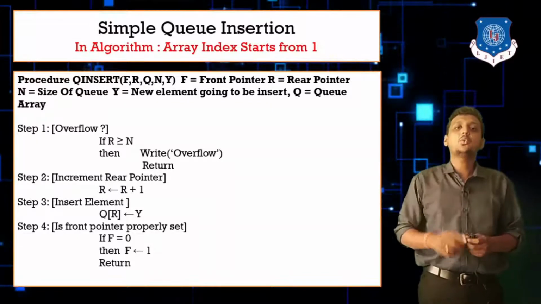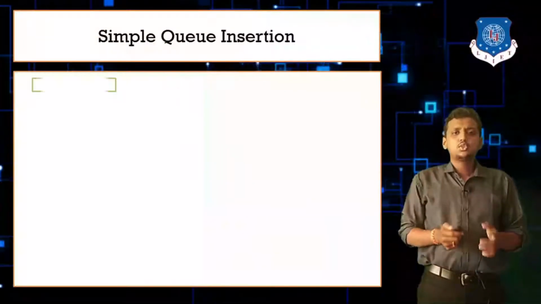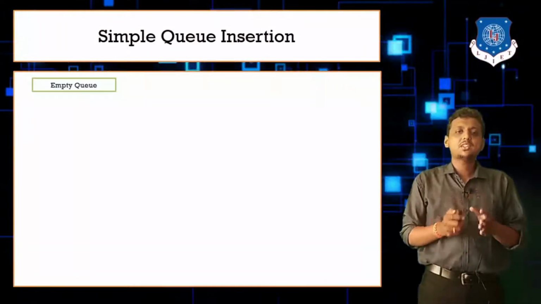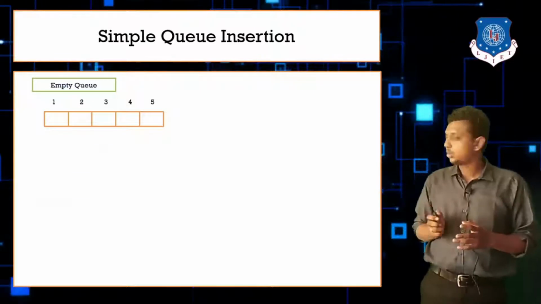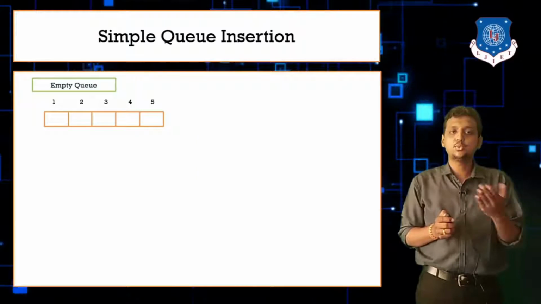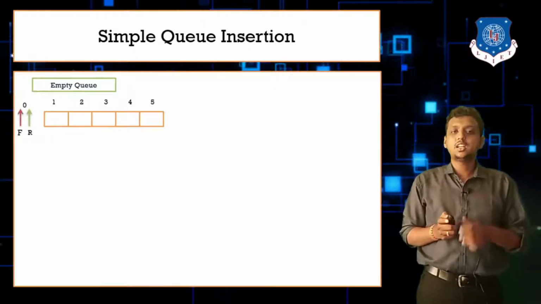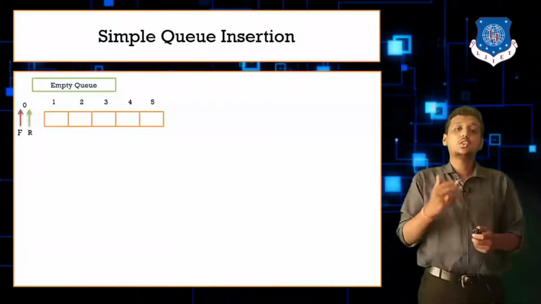Now let's check out its example. So students, here if you can see, my queue is empty. That's why this is my queue. Okay, size 5 is there. That's why my array index starts from 1 to 5. And the front and rear pointers are both pointing at the 0 position. Fine. Now what to do next?